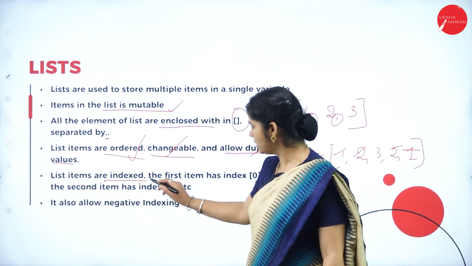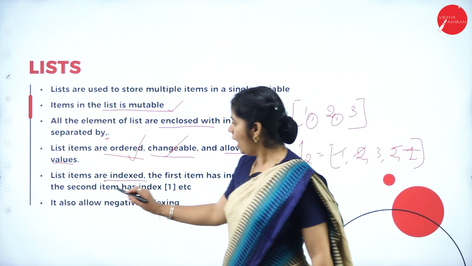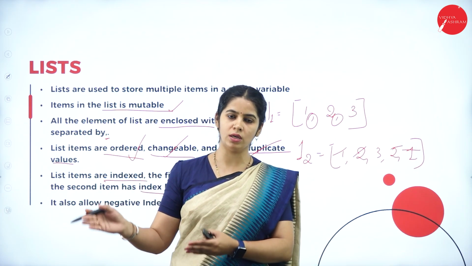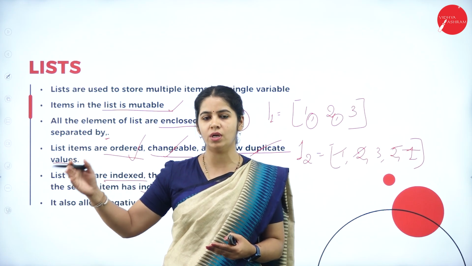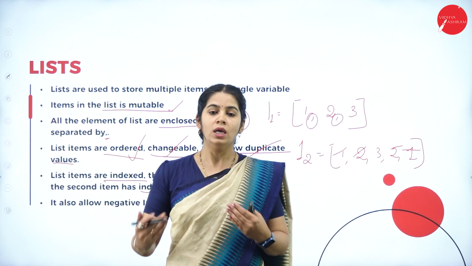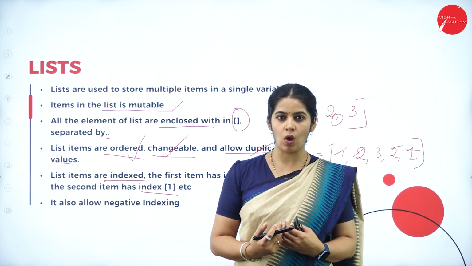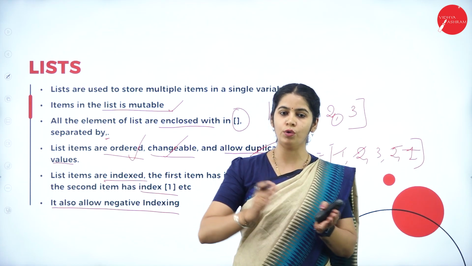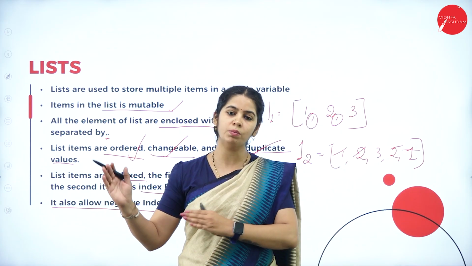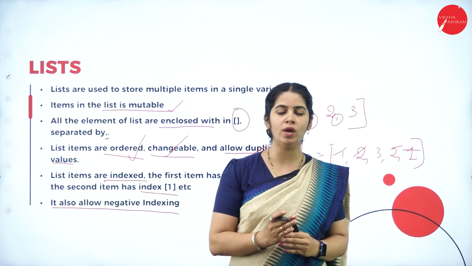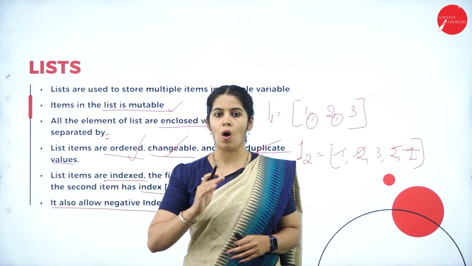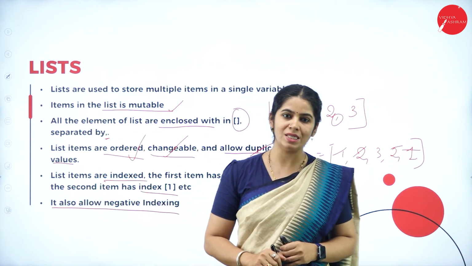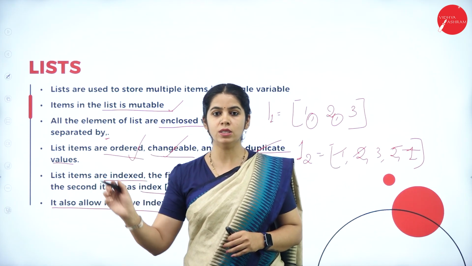List items are indexed. The first element has an index of 0 and the second element has an index of 1, and so on. As it is ordered, it has sequential storage, going in sequence 0, 1, 2, 3 up to n minus 1. A list also allows negative indexing. As we move from left to right, we use positive indexing. As we move from right to left, we use negative indexing. Remember that negative indexing always starts with -1 till -n, as positive indexing starts from 0 till n minus 1.